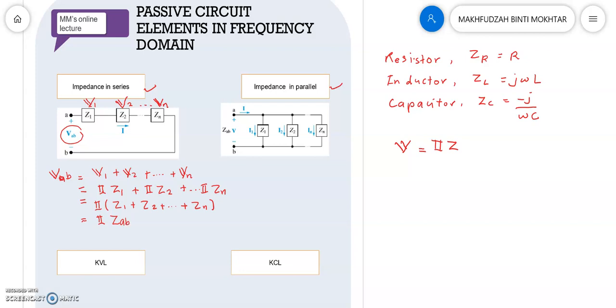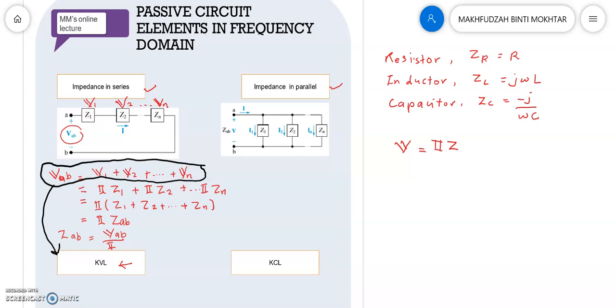So ZAB is the impedance at terminal AB, which is also the summation of all the impedances along the series circuit. So we can also now write that ZAB equals to VAB divided by I. And this is very much related to the Kirchhoff voltage law. For Kirchhoff voltage law, for each V1, V2 until Vn, when they are all in series, the voltage at terminal AB here is equal to the summation of all the voltages here. So that is related to the KVL.